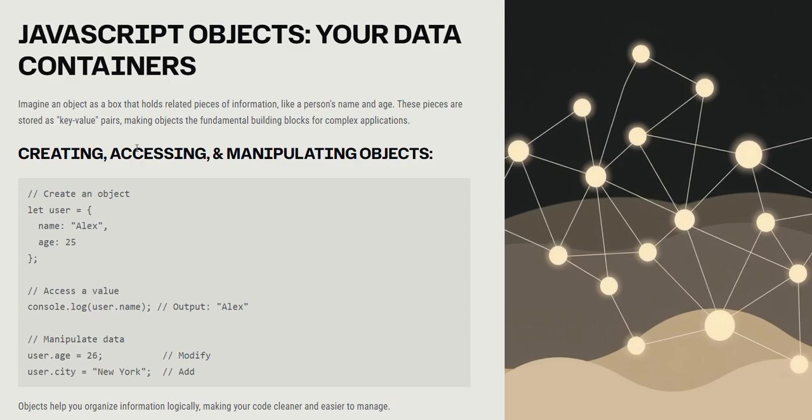console.log(user.name), which gives the output Alex. For manipulation, user.age, we are modifying the age from 25 to 26. And with user.city, we are also adding the city where Alex wants to live. So this is how you access, create, and manipulate objects.